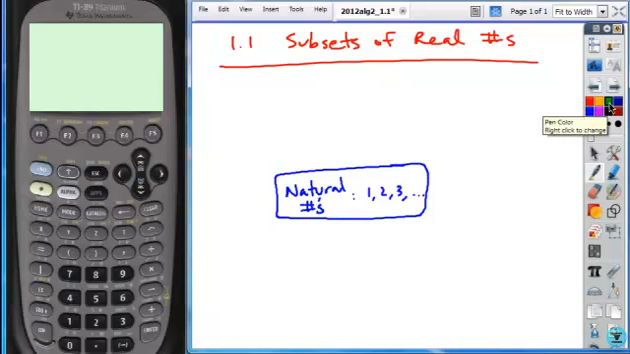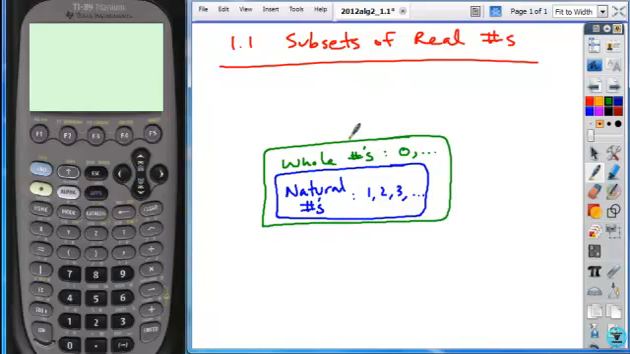When you extend this slightly by one single number, we create the whole numbers. So whole numbers are all of the natural numbers plus 0. Do you see how, by me drawing this box around, what that illustrates? Everything that is a natural number is also considered a whole number. And so whole numbers are just all of the natural numbers with the addition of 0.